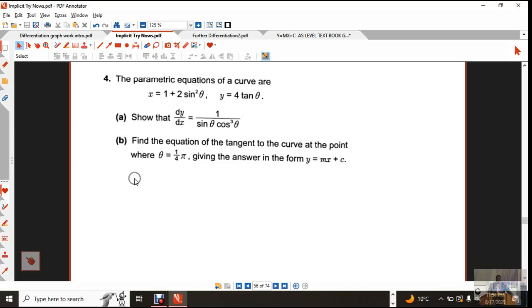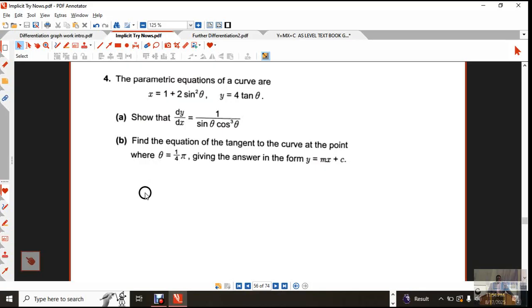So you have got the two parametric equations of a curve, which is x equals 1 plus 2 sine squared theta, and y equals 4 tan theta. Show that dy/dx is equal to 1 over sine theta cos cubed theta. Okay, that is part A, which we are going to do.